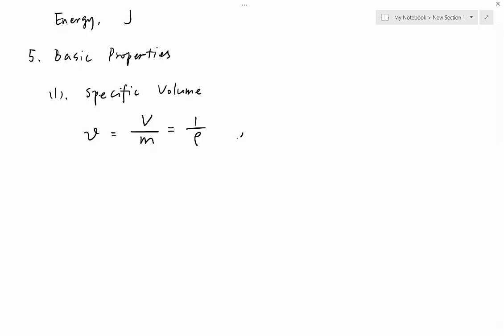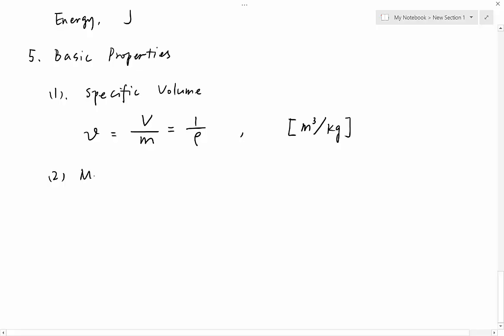Next, what will be the unit for specific volume? We can easily tell the unit from the definition. Volume over mass. What is the unit for volume? Cubic meter. What is the unit for mass? Kilogram. So it's gonna be cubic meter divided by kilogram. That is the unit for specific volume. Okay, that's the first property we introduce in this class.